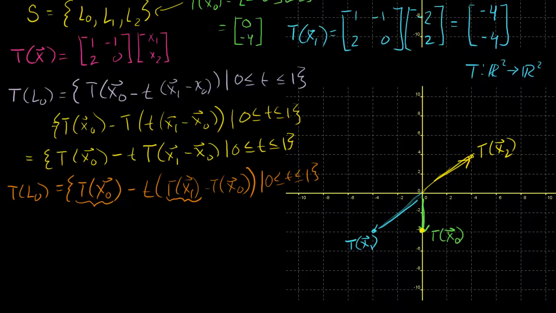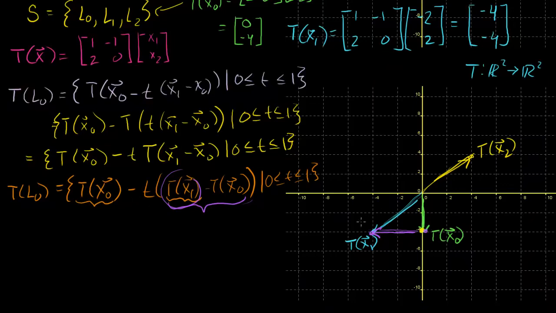What is this? The transformation of x1 minus the transformation of x naught. The transformation of x1 is just this vector right here. The transformation of x naught is just that vector. So this whole term right here is just this vector minus that vector, or it's this vector right there. And so what we essentially have, defined the same way that we did in the first part of this video, is just the line segment that connects the point defined here and the point defined there, right?